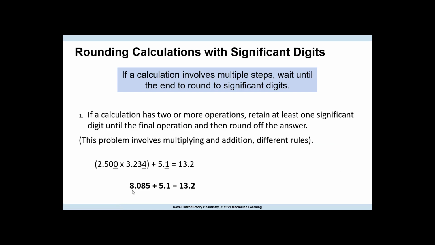What if you have a problem that you have to do multiplication and division? You have 2 separate rules. And this is where you'll have problems if you don't retain the rules for each step. So if a calculation involves multiple steps, wait until the end to round. Do not round until you get to the very end. Leave the values. I tend to draw little lines, and that helps me.